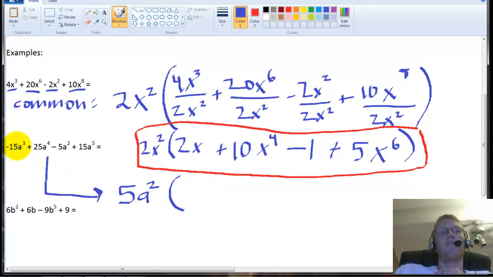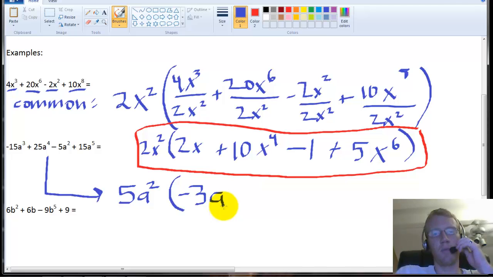If I start with negative 15 and I divide by 5, I'm left with a negative 3. If I start with a cubed, and I divide by a squared, I'm left with just an a. So it's easy to check and make sure that that's right. Because if you remultiply these two things together, you'll recover this first term. So of course 5 times negative 3 is negative 15, and a squared times a is a cubed. So you can check the terms as you go.